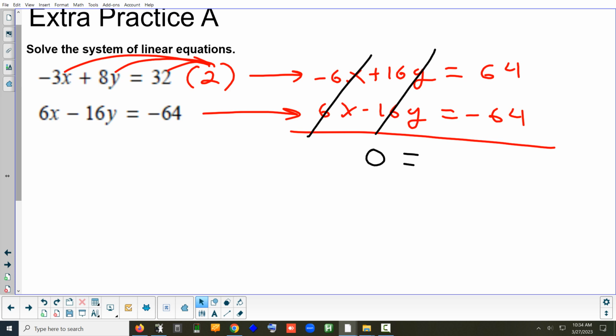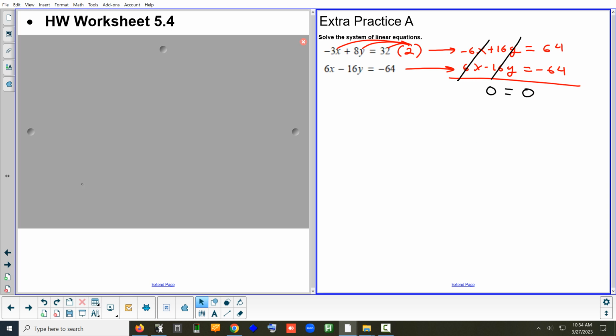And now, add up the numbers on the right-hand side. One of two things is going to happen. It's either going to come out the same as the number on the left, or it's going to come out different. What's 64 plus -64? Yeah. 0. So we ended up with 0 equals 0.